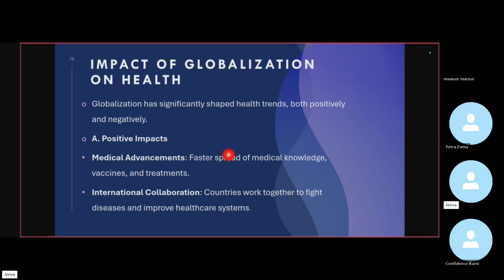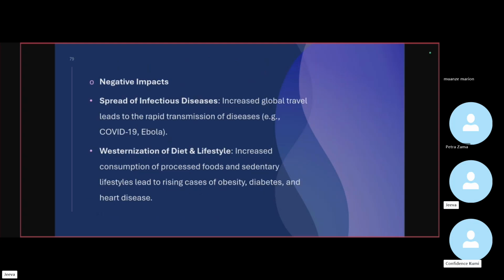Is the positive impact clear? Positive impact is clear.